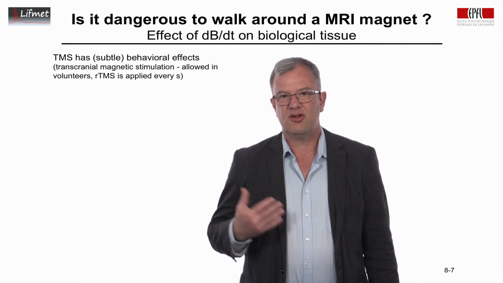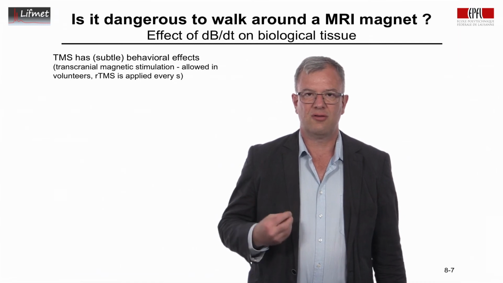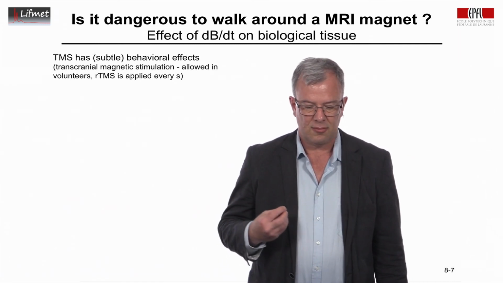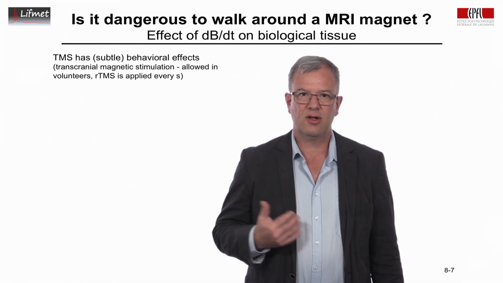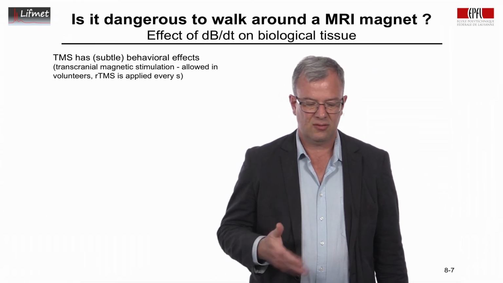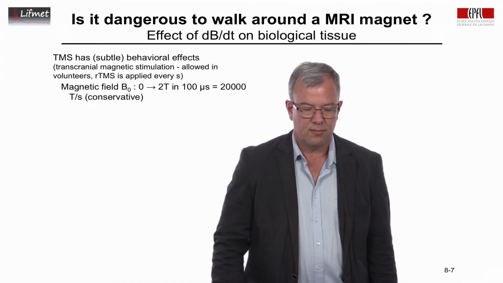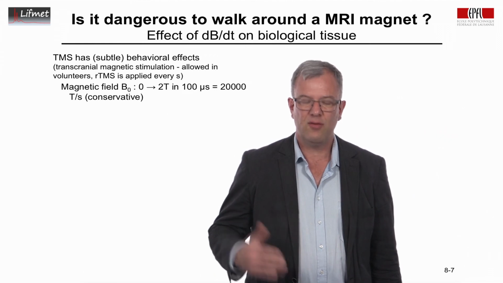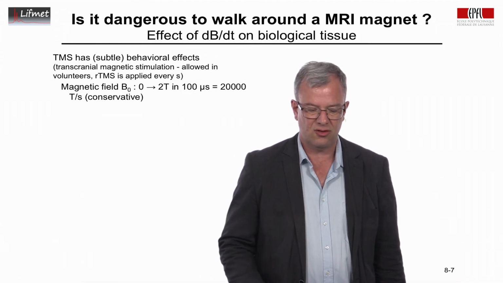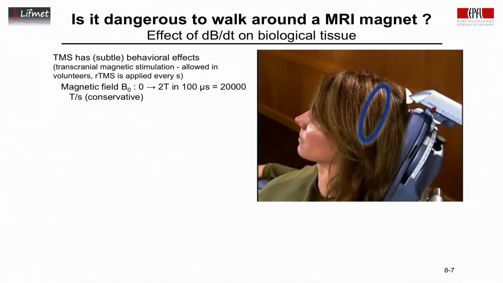Transcranial magnetic stimulation is a technique used in neuroscience to investigate the functioning of certain brain areas. It is allowed in healthy volunteers, and these pulses are applied quite frequently. So I want to relate what it means if we move around the magnet in relation to TMS. So here's the TMS scanner.